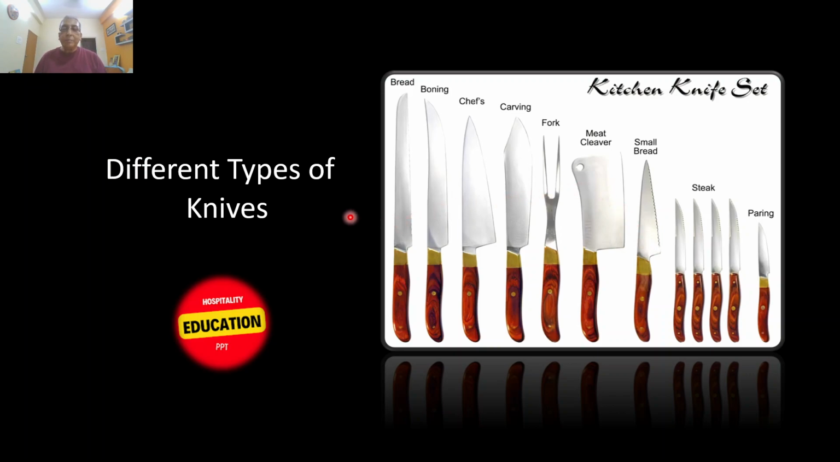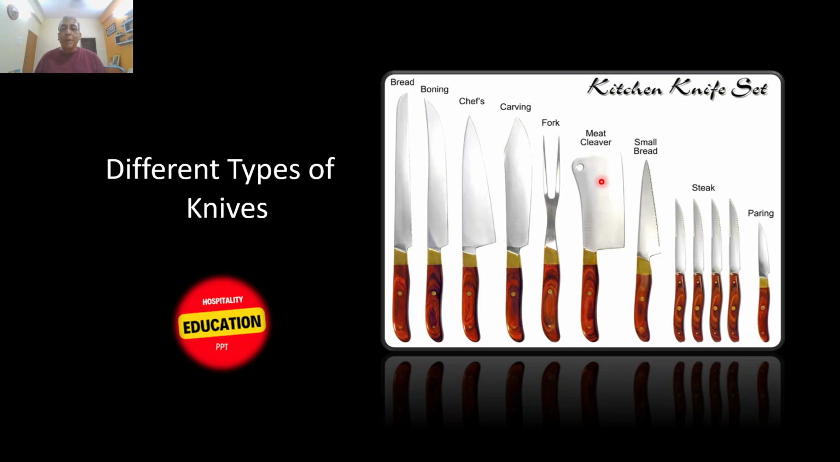In an international kitchen, of course, we get to see many different kinds of knives, which you can see here in the display. The first one is known as the bread knife. The second is the boning knife. The third is the chef's knife. The next one is known as the carving knife, basically for carving meat. And this is known as a fork. This is not exactly a knife, but it is a very versatile tool which supplements the carving process.